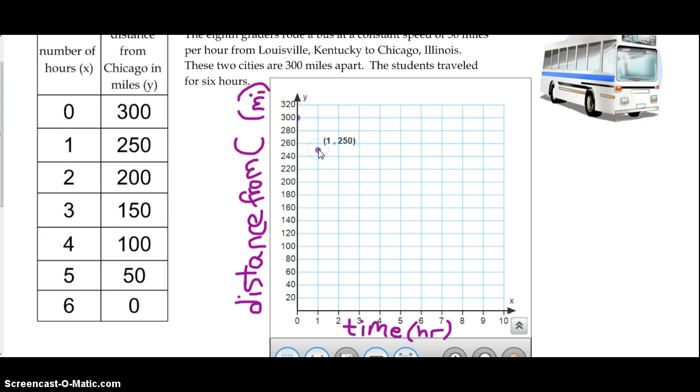Therefore, we just put the point right there like that. Because see, that's halfway between 240 and 260. Okay, on to 2 hours. 2 hours, we are 200 miles from Chicago. 3 hours, we're 150. We do the same technique here because 150 is halfway between 140 and 160. In 4 hours, 100 miles. In 5 hours, 50 miles. Again, that same technique. And 6 hours, we are there in Chicago, 0 miles.